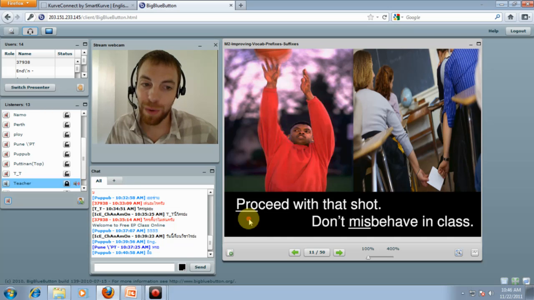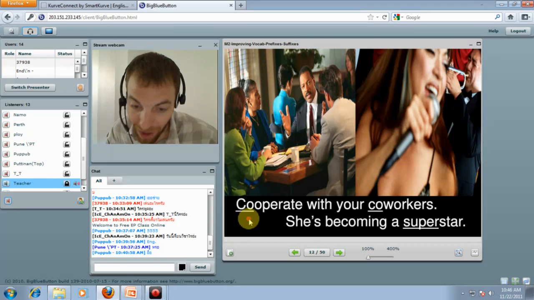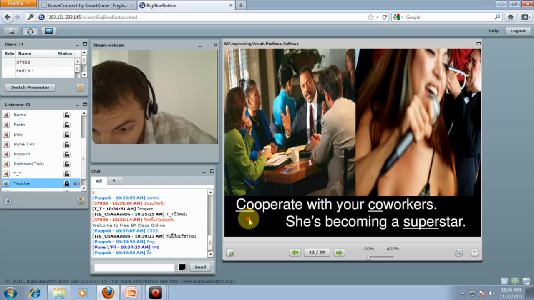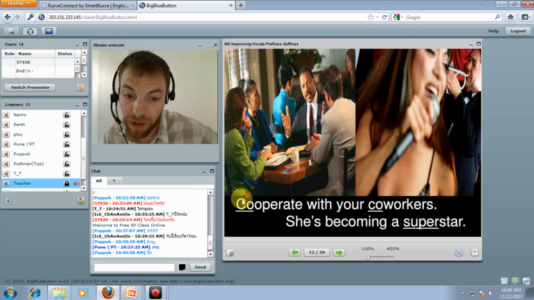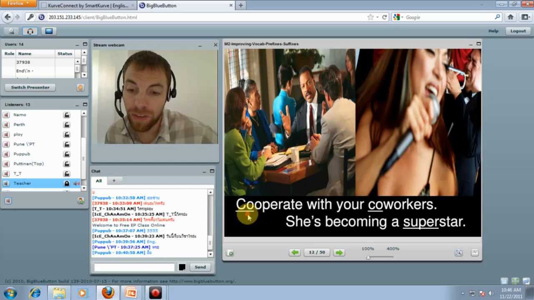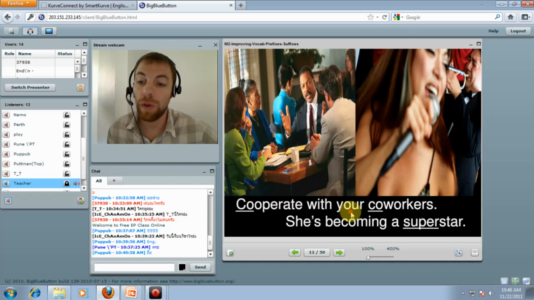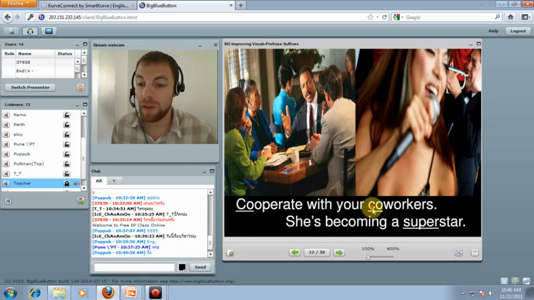Alright, let's go on to the next slide. Alright, good. Cooperate with your co-workers. And CO is another prefix that means together. And cooperate, operate is to work, co, together. So work together with your co-workers, people you work together with. So here's an example. You see co and co, and two different words, but the prefix means the same thing, together.